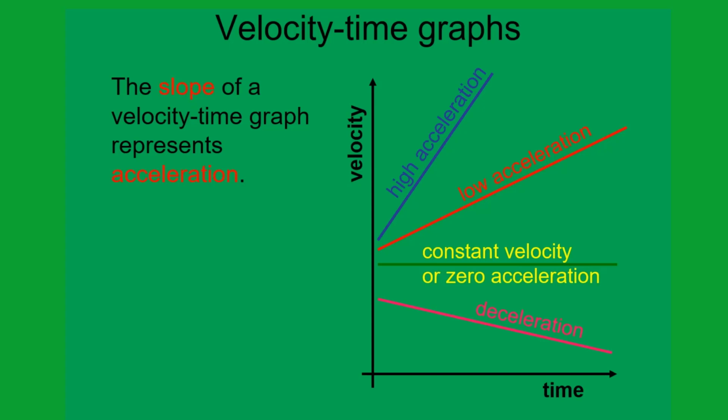If the gradient or slope is downwards in a velocity time graph, then it represents deceleration or retardation.